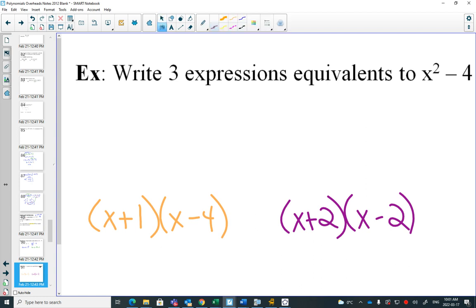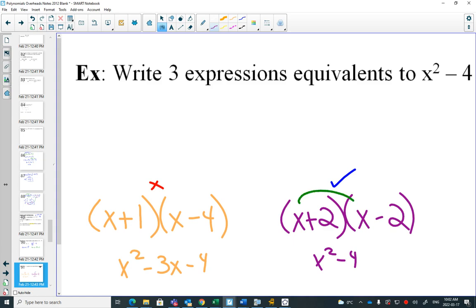All right. Well, if I FOIL this one, it happens to be x squared minus 3x minus 4 if I simplify. And if I FOIL this one, it happens to be x squared minus 4. This one is good. This one is bad. No. I already said purple. Yep.